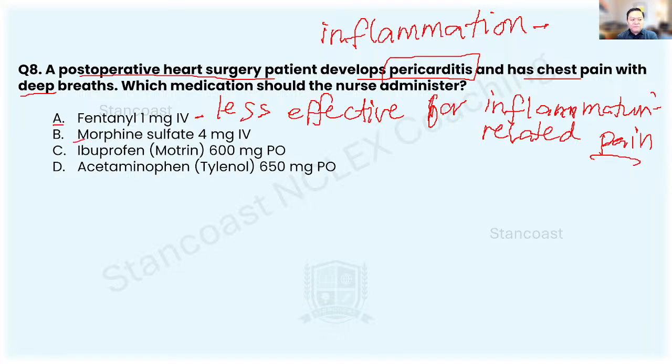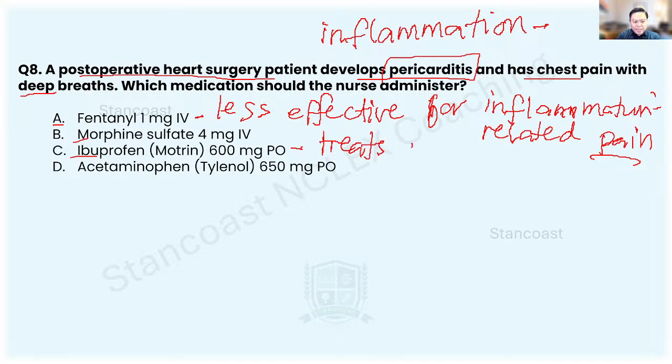How about morphine sulfate 4 milligrams? It is also less effective in the treatment of pericarditis pain. Okay, so what is going to be the most effective drug here? Ibuprofen. Motrin 600 milligrams PO. This is going to treat the inflammation in this patient with pericarditis.